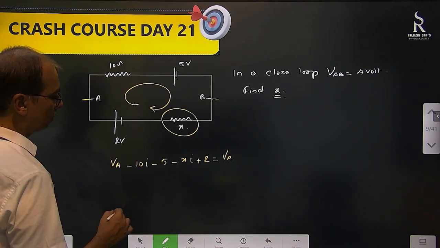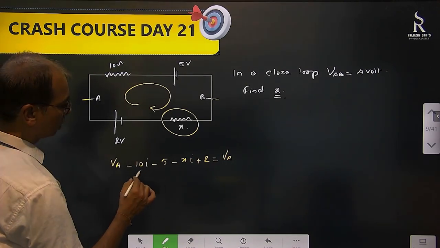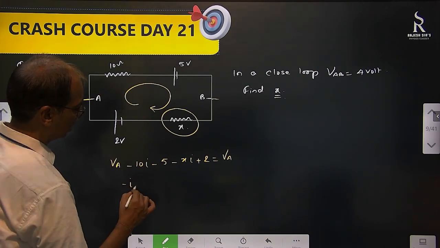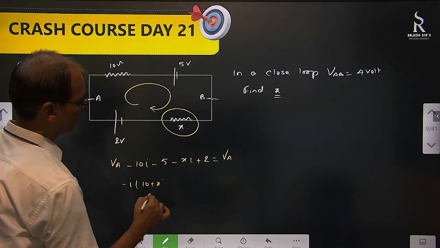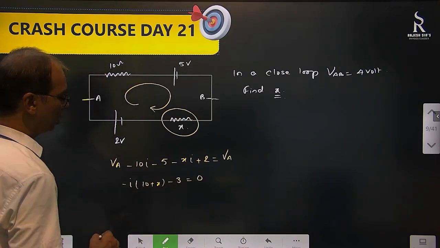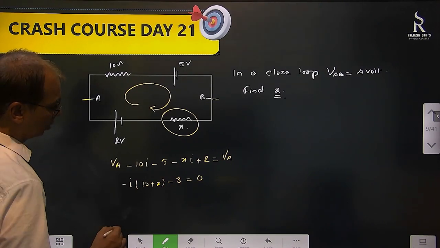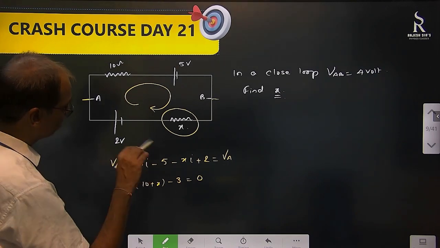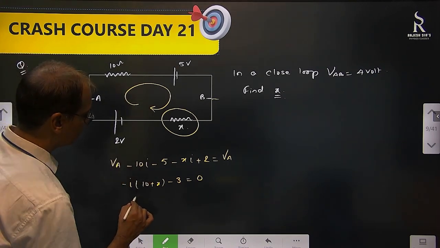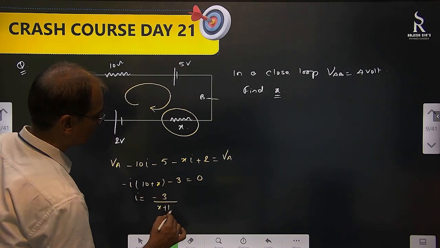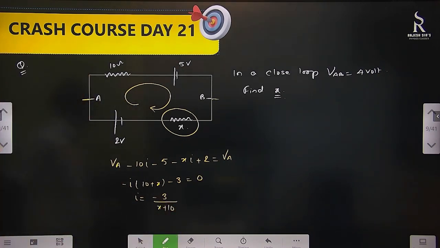VA cancelled. So we have got one relation over here. What is that? Minus 10I minus XI. So minus I into (10 plus X). Then minus 5 plus 2, that is minus 3, equal to 0. Alright. So the I value, we have taken the current in the wrong way, we could have taken it that way. Fine, no issues in that. So I equal to minus 3 by (X plus 10). So far nothing we have got, but the I value is there.